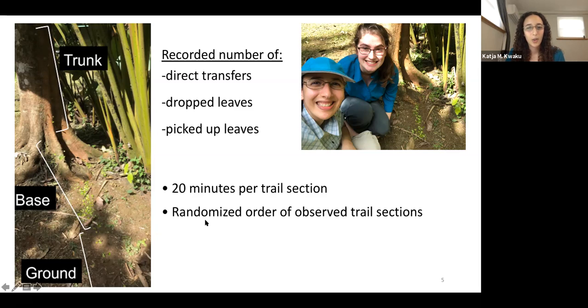And we randomized the order of observed trail sections, just in case there was a confounding variable of us becoming fatigued and missing some transfer events, since we were watching the ants for an hour at a time. And then to analyze our results, we used a general linear model with the trail section as the parameter evaluated, and we did an analysis of variance, or ANOVA, on the model to see if there were significant differences between transfer frequencies among trail sections.